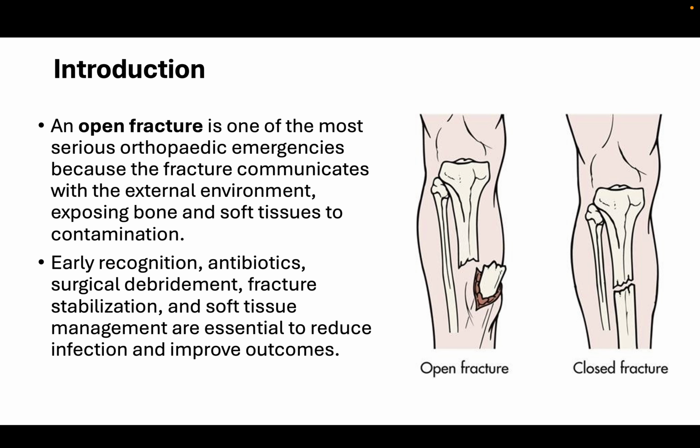Introduction. What is open fracture? Open fracture is one of the most serious orthopedic emergencies because the fracture communicates with the external environment, exposing bone and soft tissue to contamination. Early recognition, antibiotics, surgical debridement, fracture stabilization, and soft tissue management are essential parts to reduce the infection and improve the outcome.